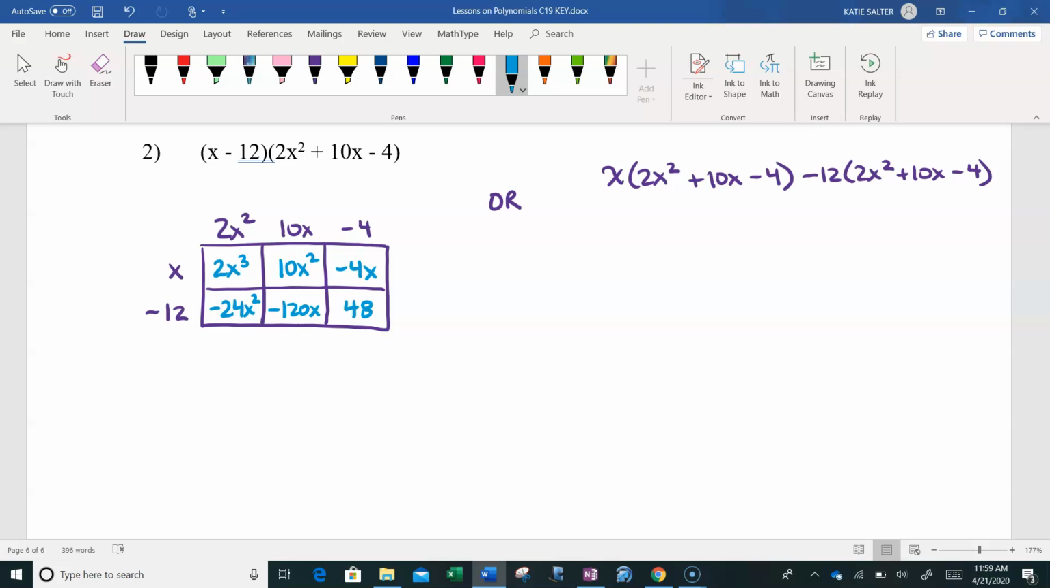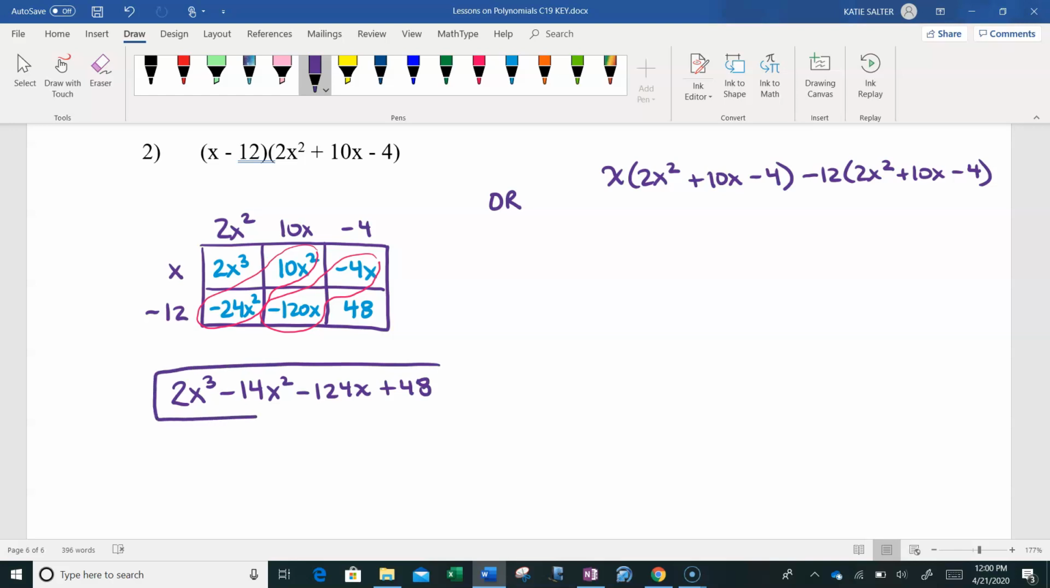All right, if we do our box, you can see I've already multiplied my little windows. Again, my like terms end up being diagonal. The reason is that when I made my box, I had my terms in descending order. So when we go to write our final product, it would be 2x cubed. Negative 24 and positive 10 is negative 14x squared. Negative 120 and negative 4 is negative 124x. And then last but not least, plus 48.